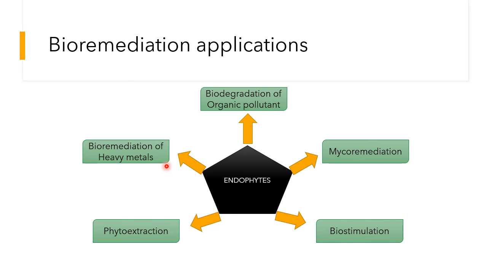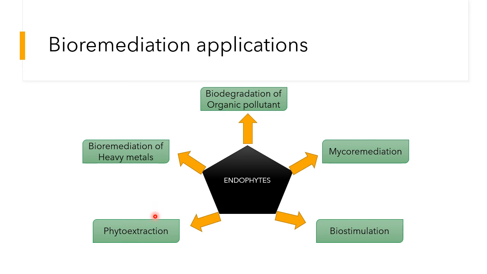Then bioremediation of heavy metals. Endophytes can accumulate heavy metals in their cells, right? We know that plants can accumulate heavy metals. So this is the application here, and then they can convert these heavy metals into a less toxic form. Endophytic bacteria have been found to reduce the toxicity of arsenic by converting it into a less toxic form.